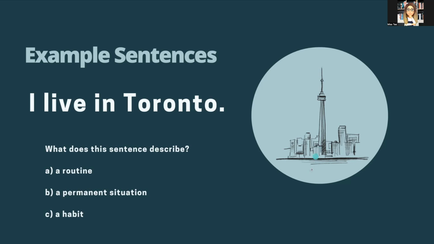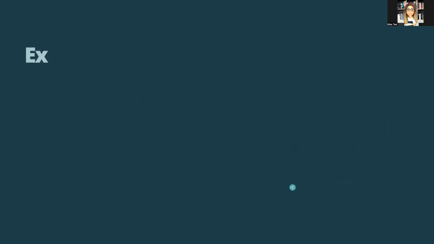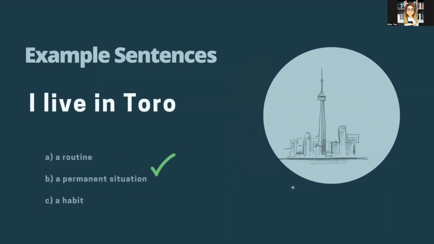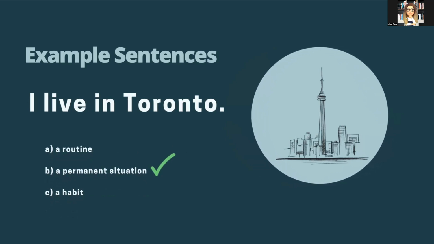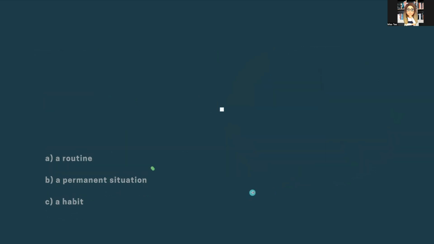Let's check. All right, so a permanent situation. I live in Toronto. Permanent situation, not likely going to change in the future. It's a stable condition. So we're going to say it's a permanent situation. So that's why we use it here.